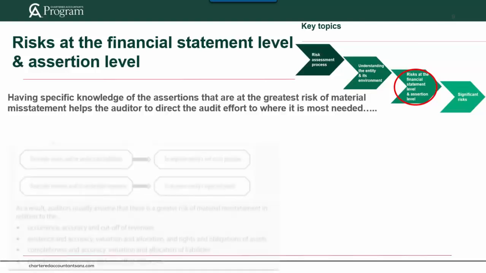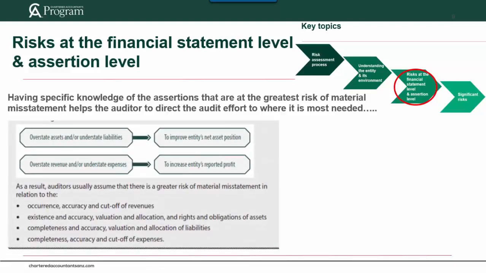So as management will typically want to show the best results for the entity, this may lead management to adopt policies, procedures, and accounting practices that promote an overstatement of assets or an understatement of liabilities to improve the net asset position, or an overstatement of revenues or an understatement of expenses to increase the entity's reported profit.